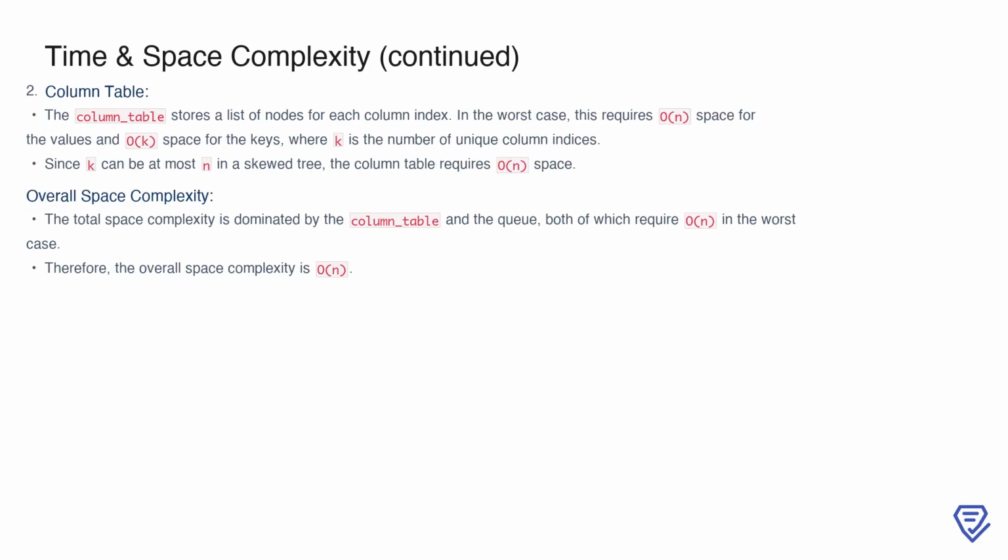Additionally, we must account for the space required by the column table. This structure stores a list of nodes for each column index, and in the worst case, it requires O(n) space for the values. The keys in the column table, representing the unique column indices, take up O(k) space. Since the maximum number of unique columns k can reach n in a skewed tree, the column table's total space requirement becomes O(n). Combining these components, the overall space complexity of the algorithm is dominated by the queue and the column table, both of which require O(n) in the worst case. As a result, the total space complexity is O(n), which is efficient given the problem constraints.